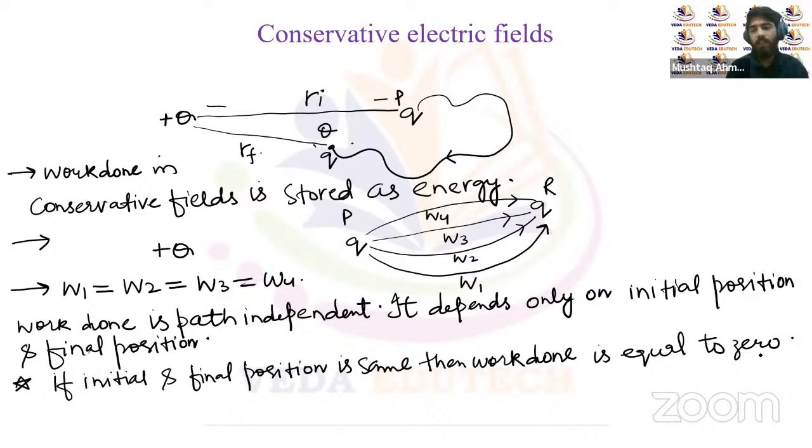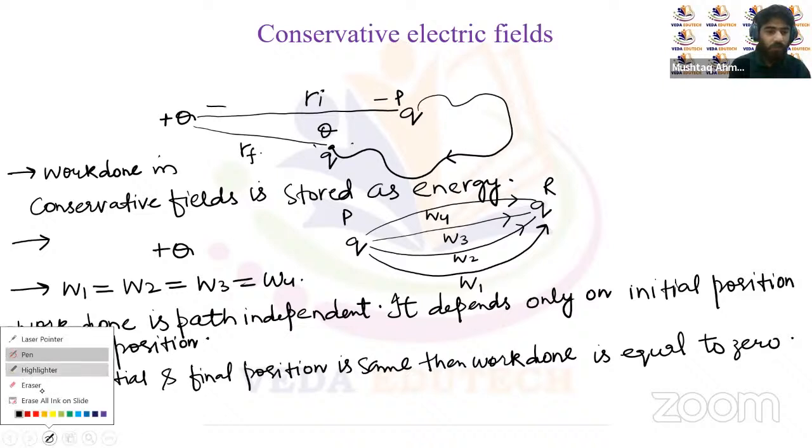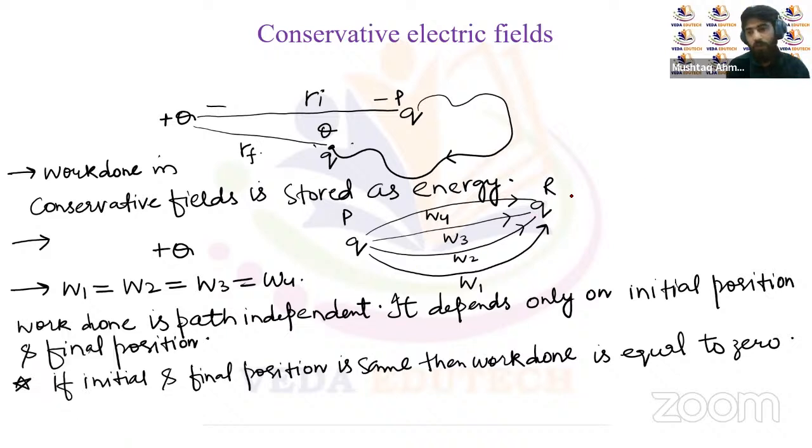Then work done is equal to 0. It means that in case of conservative fields, the work done in a closed path is always equal to 0, right? Let's suppose that here we have this charge, the plus q charge, and this is the q here.